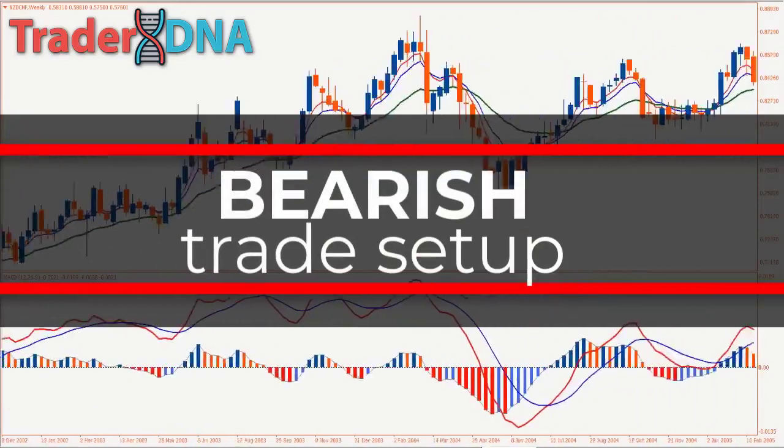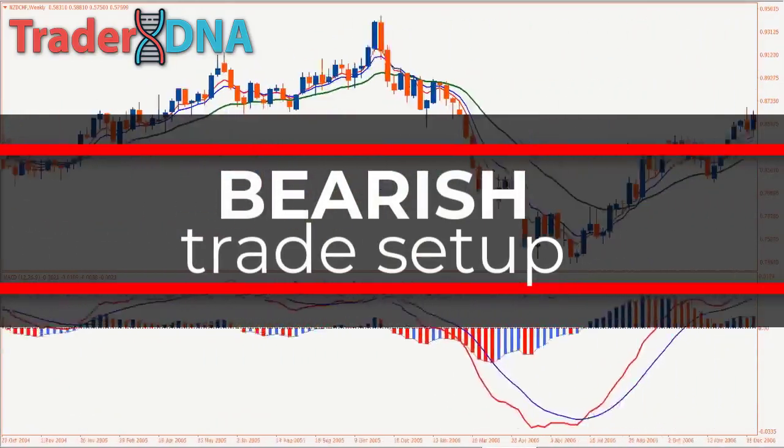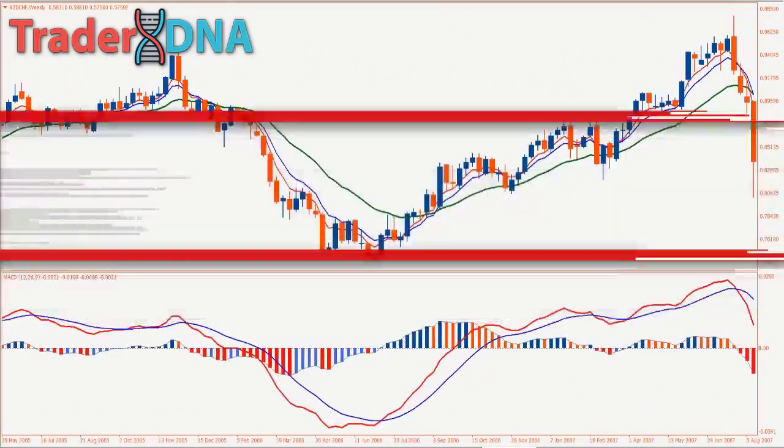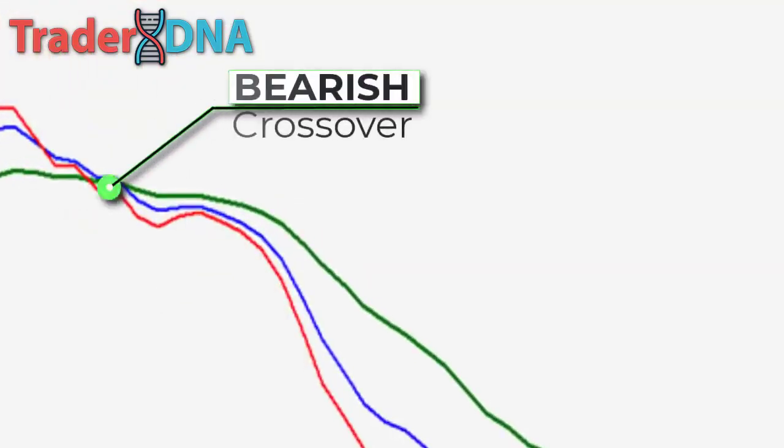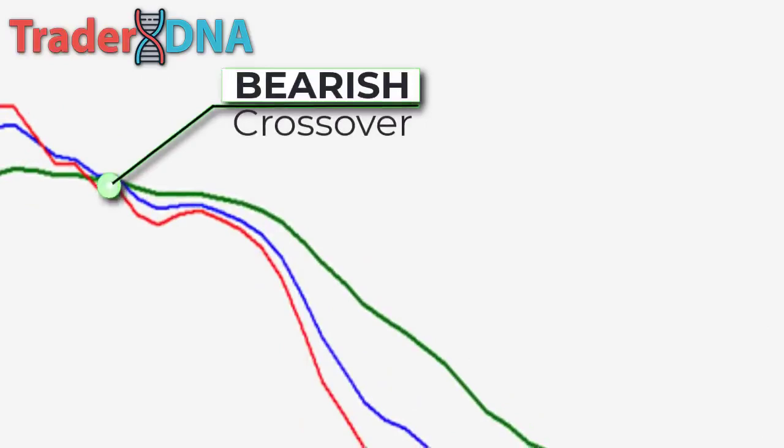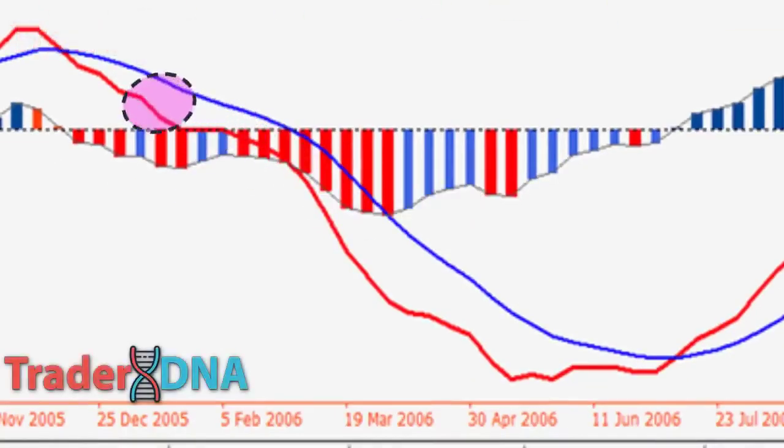Bearish trade setup. First, a bearish crossover occurs between the EMA signal lines. Second, the blue signal line crosses below the red signal line, and both lines are heading toward the downside in the MACD indicator window. Third, MACD histogram bars appear below the middle line of the MACD window.